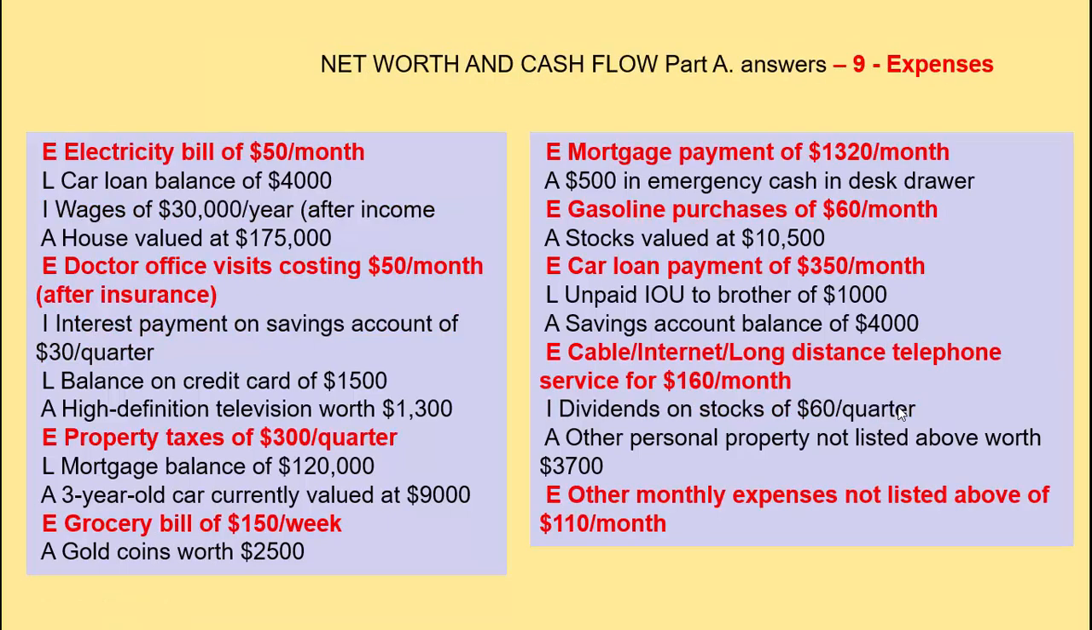And then expenses. There were 9 expenses. The electricity bill, $50 a month. The doctor's office visits costing $50 per month after insurance. Property taxes of $300 per quarter. Grocery bill of $150 a week. Mortgage payment of $1,320 a month. Gasoline purchases of $60 per month. Car loan payment of $350 per month. Cable, internet, long-distance telephone services of $160 per month, and finally, other monthly expenses not listed above $110 a month.